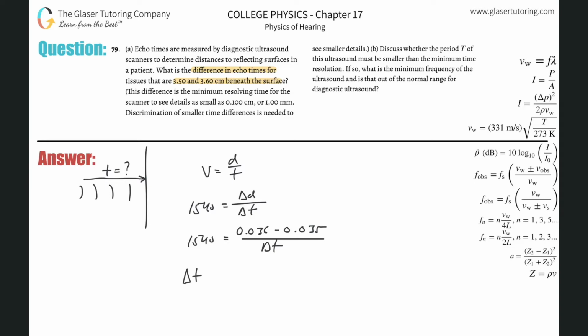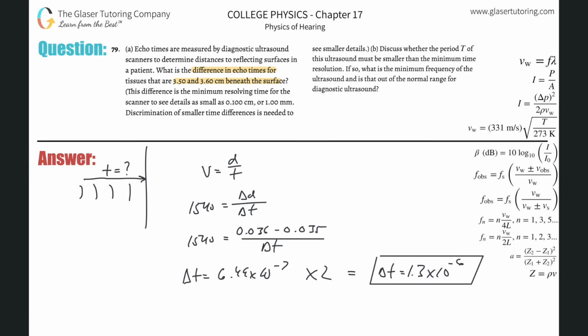Solve for delta t with a cross multiplication. So it's the difference in the distances, 0.036 minus 0.035, divided by 1540. And what do we get? We get a delta t value of about 6.49 times 10 to the negative 7th. But you have to multiply that by 2 because we're talking about a return trip. So multiplying that by 2, the delta t will be approximately 1.3 times 10 to the minus 6 seconds. And that's the relative time difference between the two.